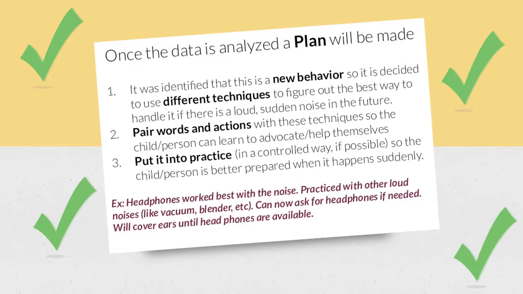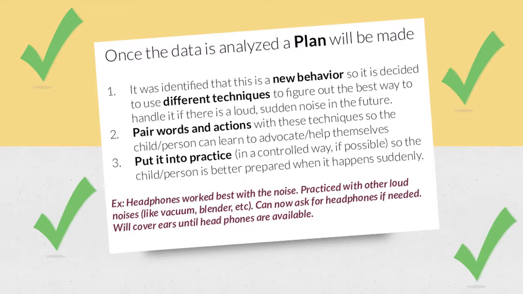Once you have all your data, you can sit down and make a plan. This plan would presumably be made with either an in-home BCBA or your school BCBA or support staff in order to use their experience to best figure out what steps should happen. So, in this case, first, we use different techniques to figure out the most appropriate way to handle it if there's a loud, sudden noise in the future. Then, you would pair words and actions with those techniques so the child or person can learn to advocate or help themselves down the road.